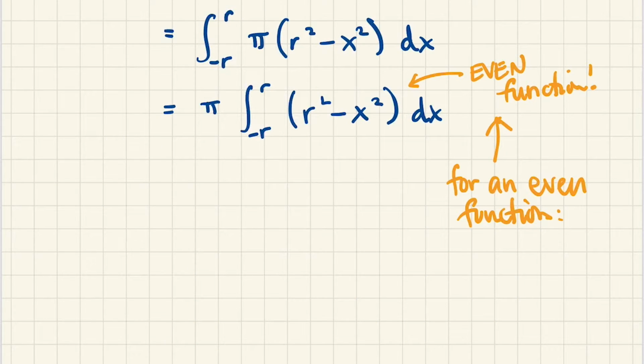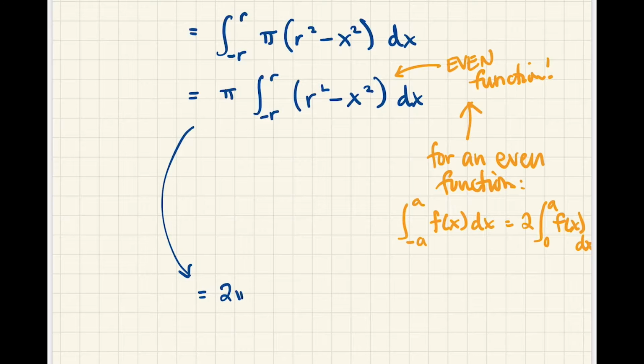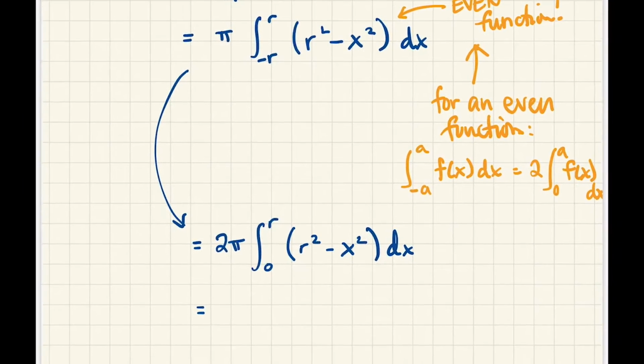So in other words, for any even function, the integral from negative a to positive a of f of x dx is equal to 2 times the integral from 0 to a of f of x dx. So we could take this guy and say that's equal to 2 pi times the integral from 0 to r of r squared minus x squared dx. And now we're ready to integrate.